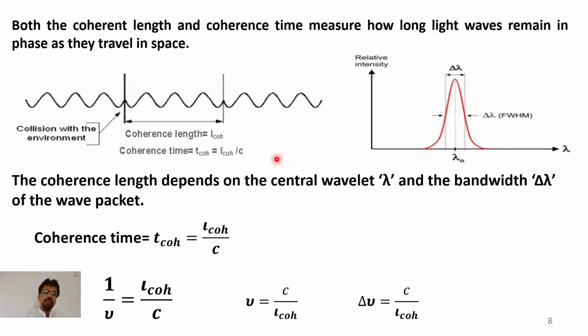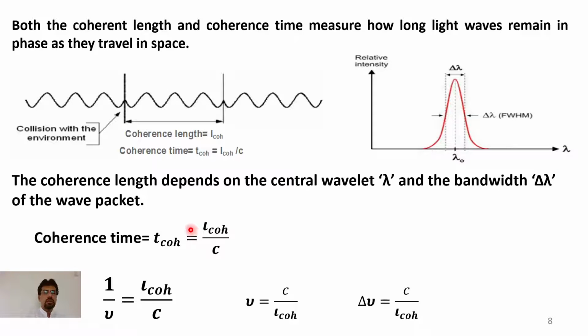The coherence length depends on the central wavelength, lambda, and the bandwidth, say del lambda, of the wave packet. Now see here in this figure, this is the intensity graph plotted with the change in the wavelength, and we have already seen such a type of graph. Here this is the wave function.